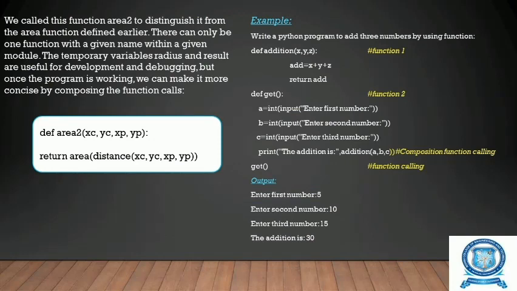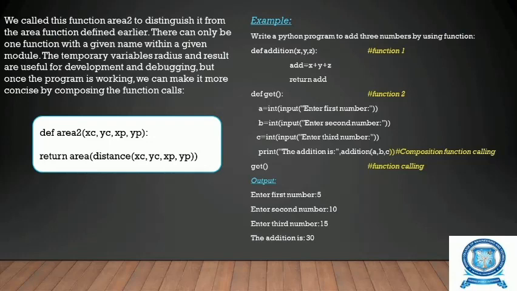The second step is to find the area of the circle with the radius and then return it. Again we will use the earlier functions: result = area(radius), then return result. We can wrap these two steps into one function, so we define area2(xc, yc, xp, yp). Radius is equal to distance of those points, result is equal to area of radius, and we are going to return the result.